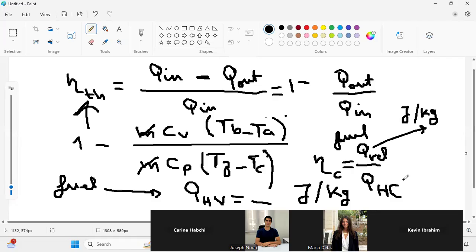Heating value is the heat released assuming perfect combustion. Yes, and assuming you don't have any losses of fuel. If the whole quantity will burn, then you will have the heating value.